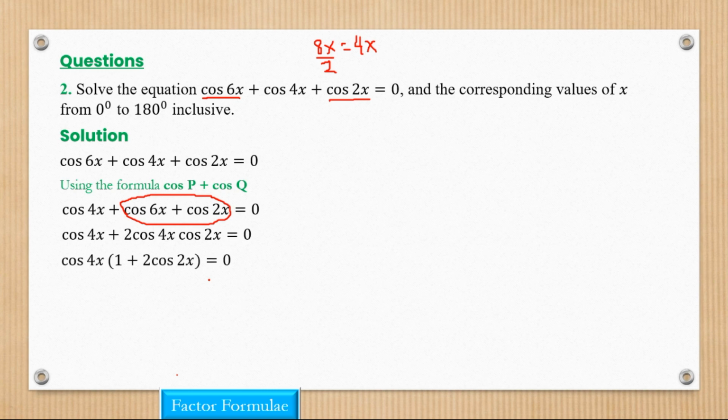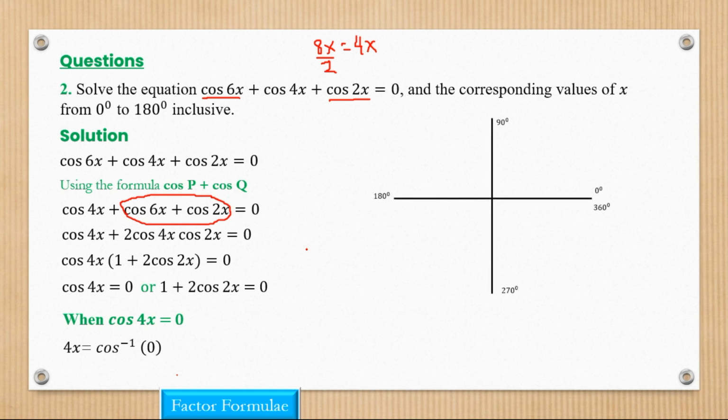Alright, so let's proceed with that. As you can see, now that we've chosen wisely, we can easily factorize something out of the brackets. So we can pull out the cos 4x, and then we end up with that. Now we can see that this is equal to 0, or that is equal to 0. Now let's first deal with cos 4x equal to 0. Now we know that cos inverse of 0 is 90. Okay, so we're going to place that 90 in regions where cos is positive.